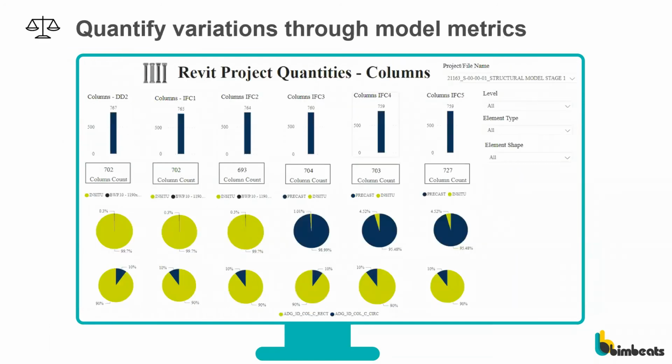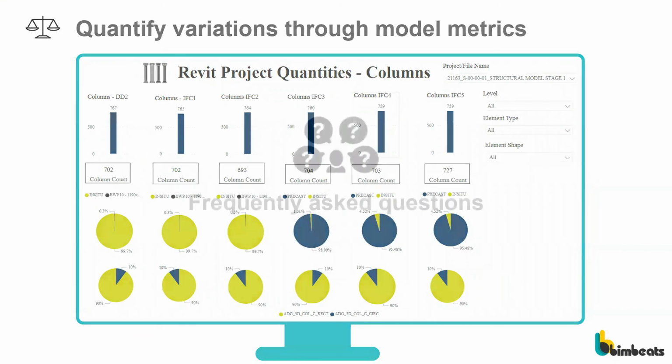Here's just another example of extracting all of the quantities from a project. And in this particular example, the columns went from in situ to precast, which was a variation. But this was a way of demonstrating that the model had been updated from in situ to precast to be able to claim variation, that work had been completed.